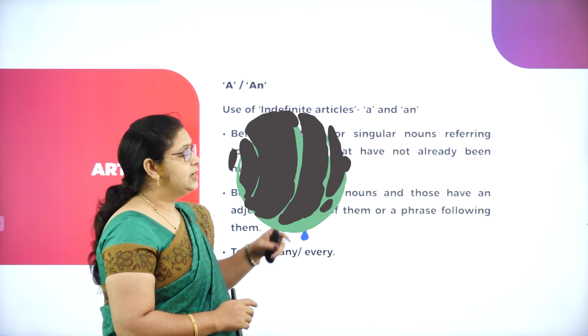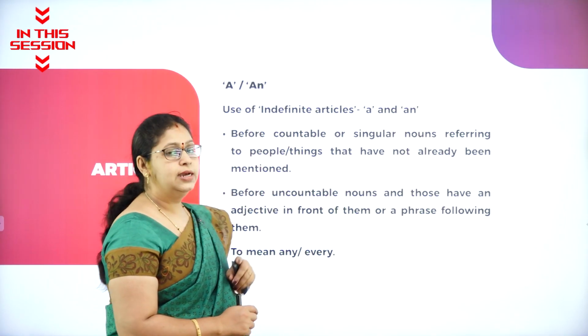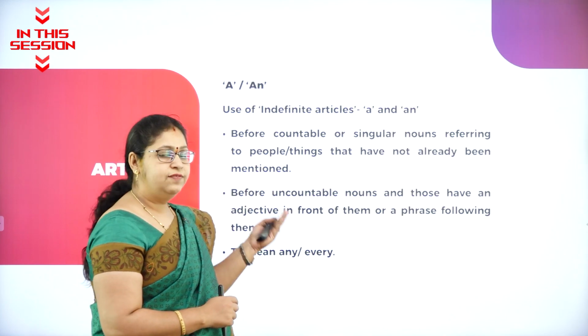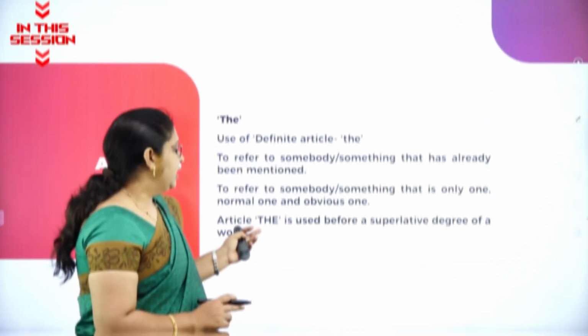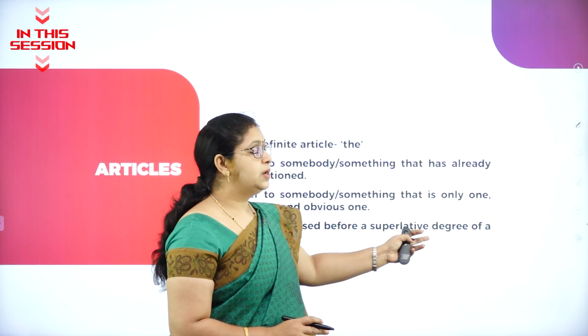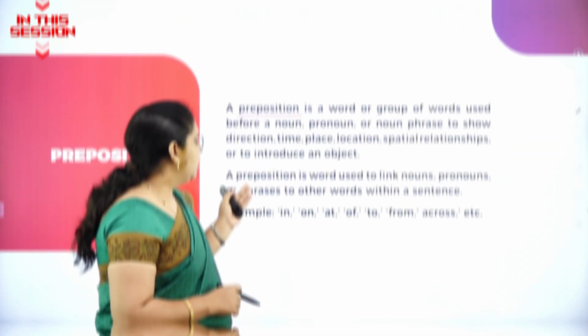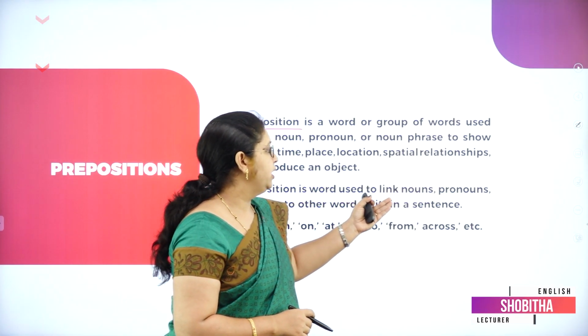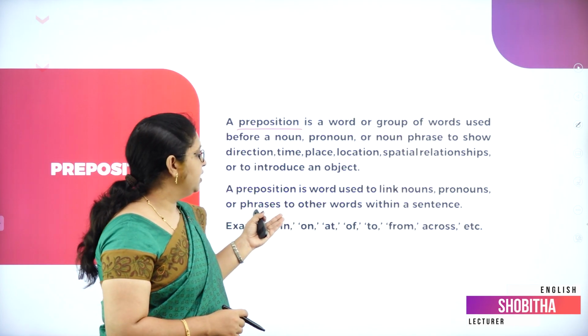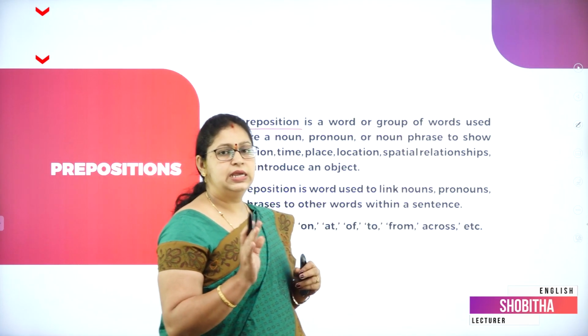In indefinite articles, we see a and an. And the definite article is the. Article the is used before a superlative degree of a word. A preposition is a word used to link nouns, pronouns, or phrases to other words within a sentence.